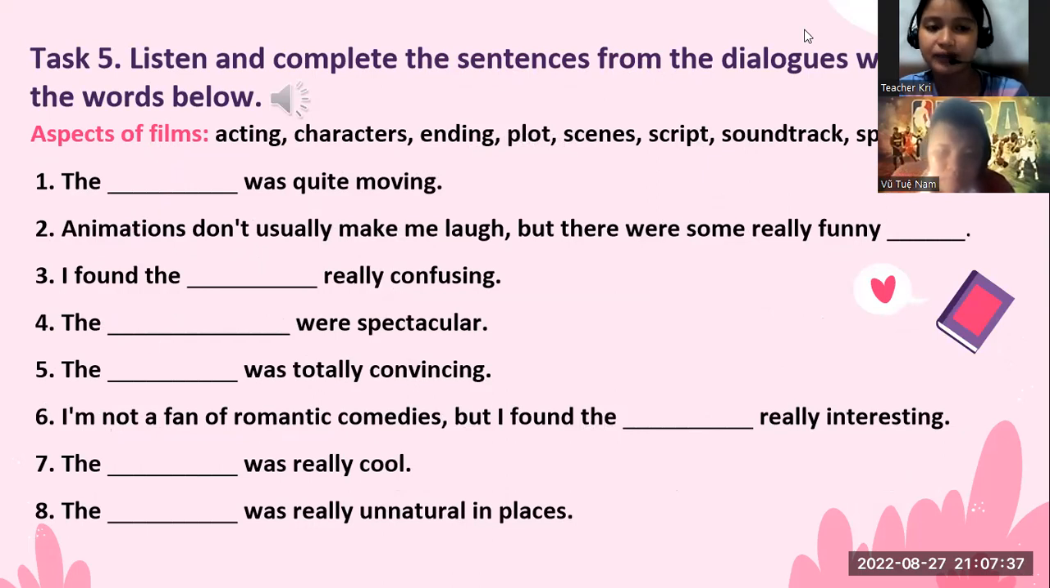Please repeat after me. Acting. Okay, let's read the words in aspects of films. Acting, characters, ending, plot, scenes, script, soundtrack, special effects. Okay, so those are the words that you need to put on the blank while you are listening to the audio, okay? Yeah. Okay, are you ready? Yeah, teacher. All right, now I will play the audio now.